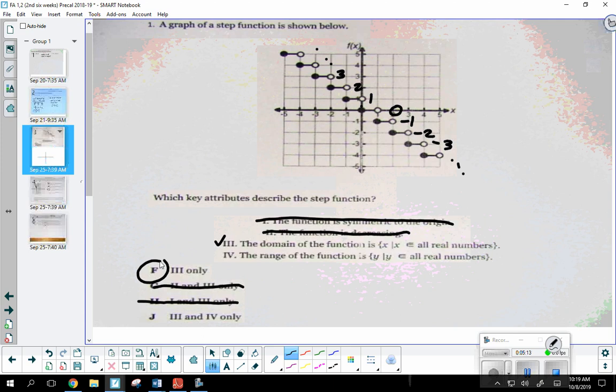What set am I describing? Starts with an I. The integers. So the range here would simply be the set of integers, not the real numbers. Okay, so F is the only answer.